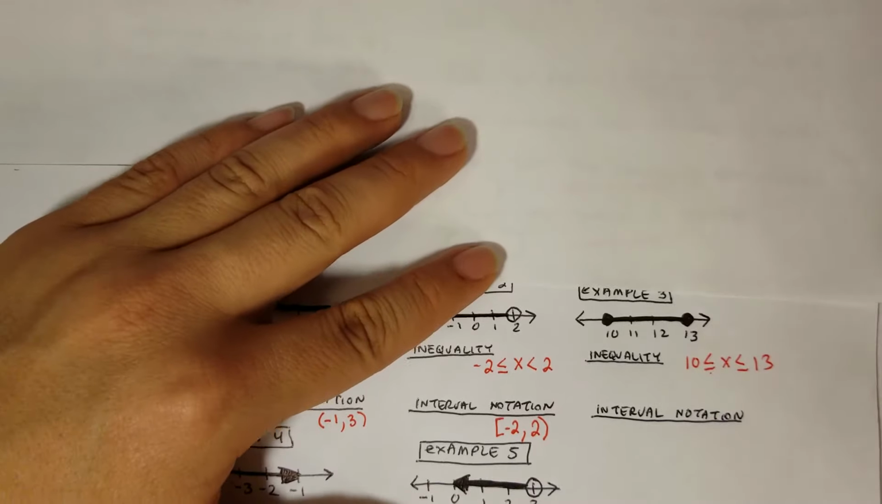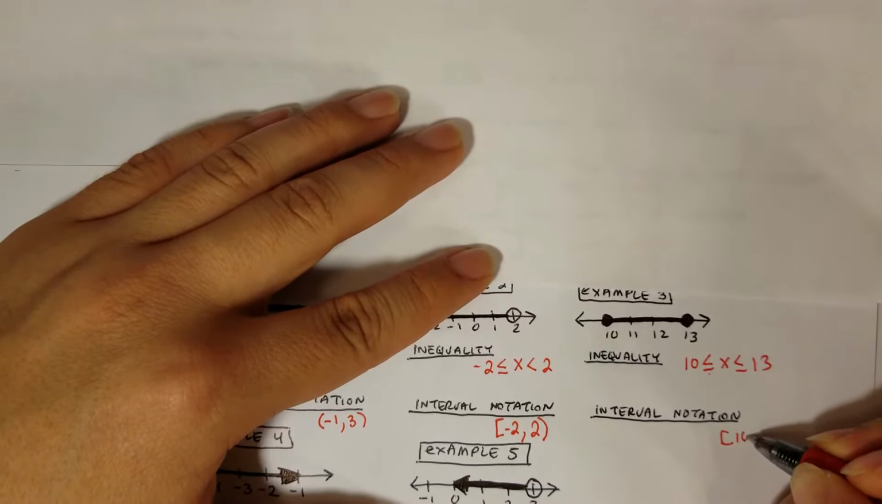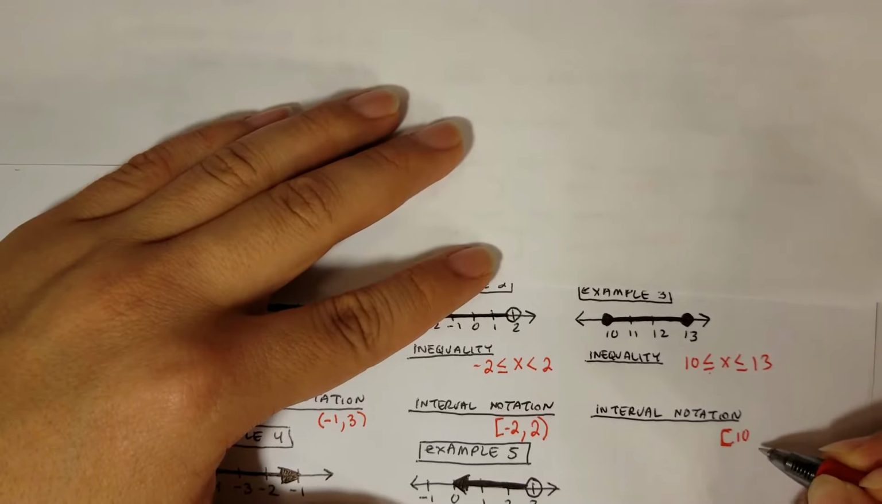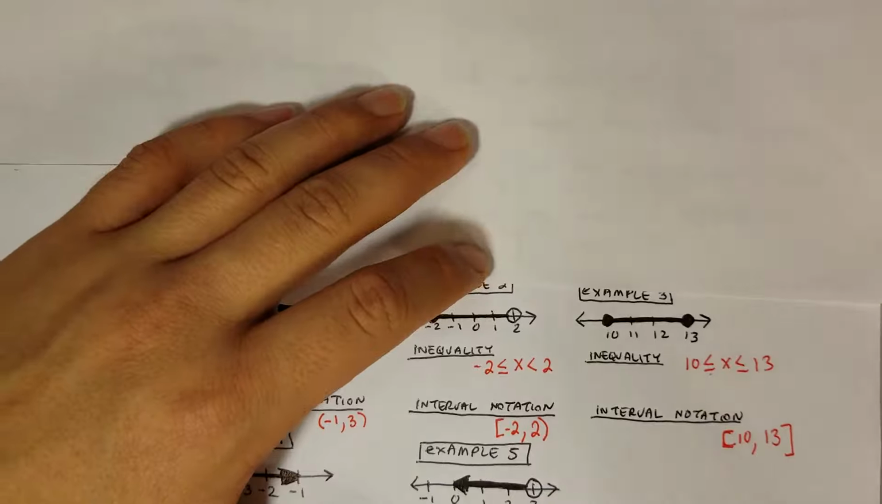Interval notation, same idea. Including, so we're going to have a bracket 10, all the way to 13, and then we're including the 13, so another bracket right after 13.